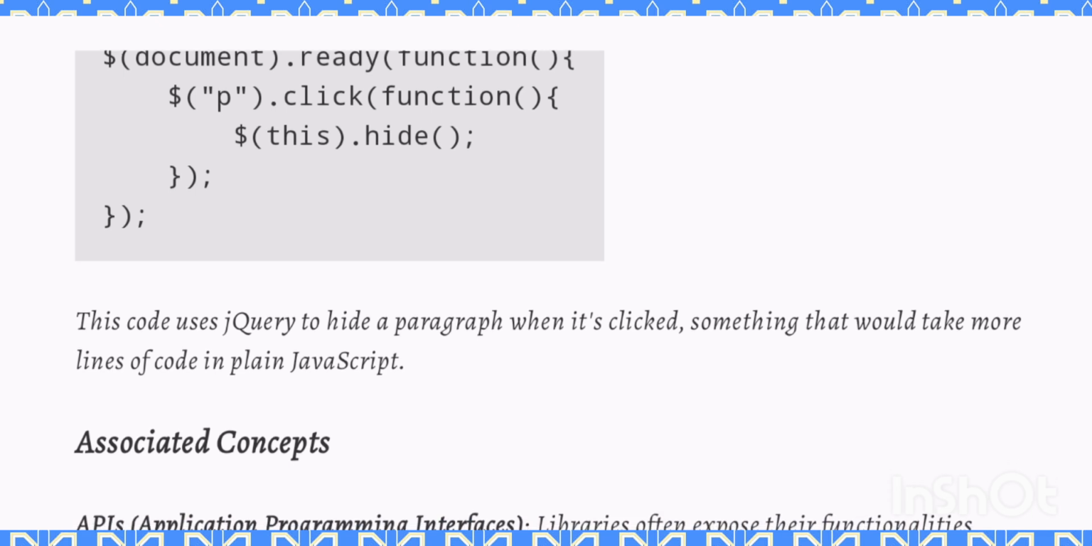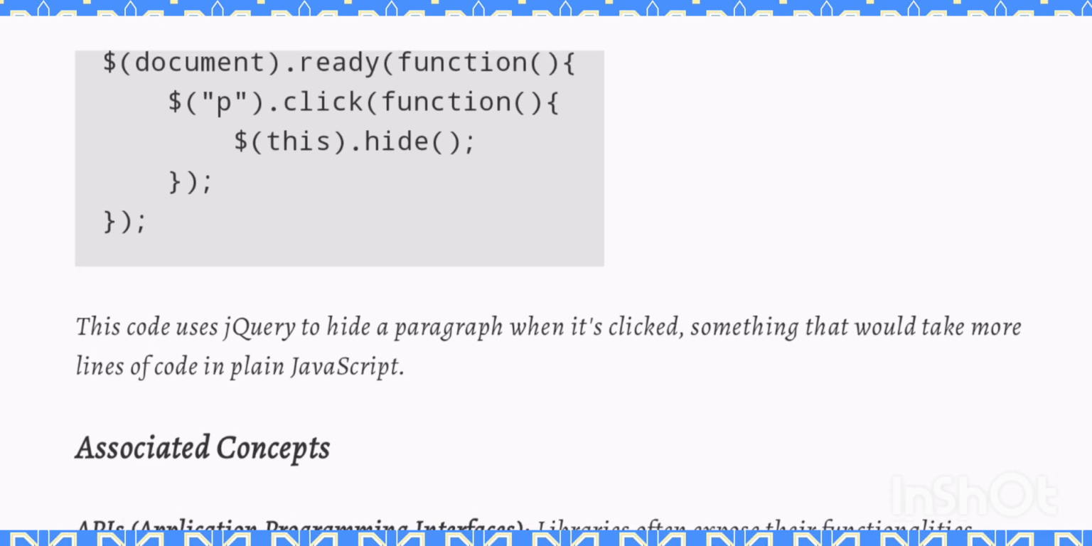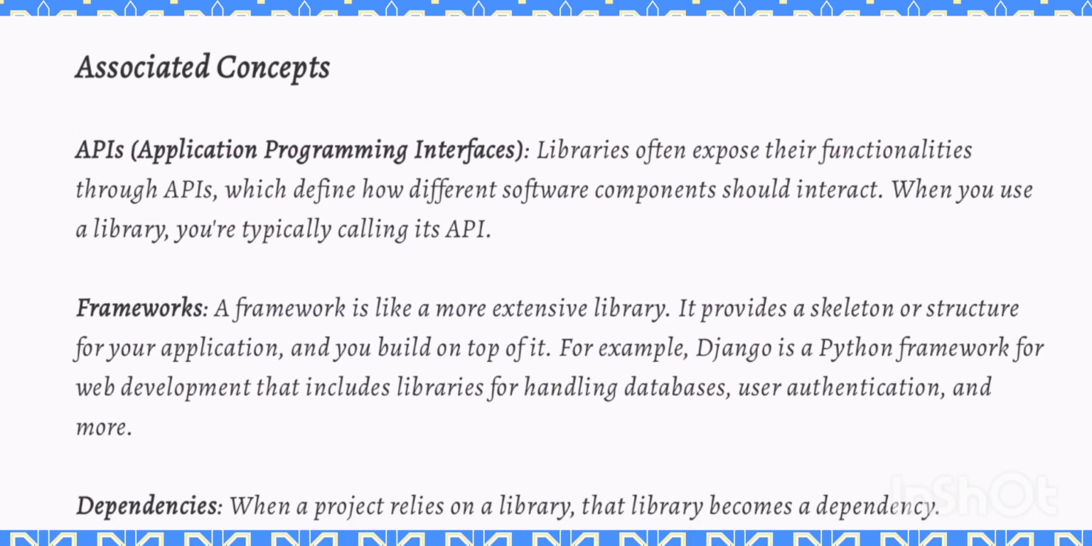This code uses jQuery to hide a paragraph when it's clicked, something that would take more lines of code in plain JavaScript. Associated concepts. APIs, application programming interfaces. Libraries often expose their functionalities through APIs, which define how different software components should interact. When you use a library, you're typically calling its API.